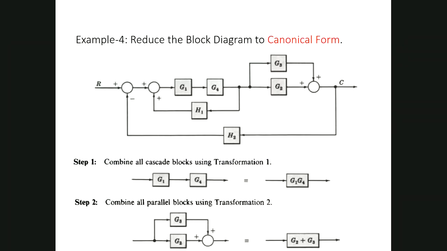Let's look at this now. If you see this the first time, it looks a bit complex. So let's see how we can look at it. Now we see this is cascade, so we can write this as G1 times G4. Now this is a parallel combination of two blocks, so we can write this as G2 plus G3. So that means we just have one block here and one block representing this here.